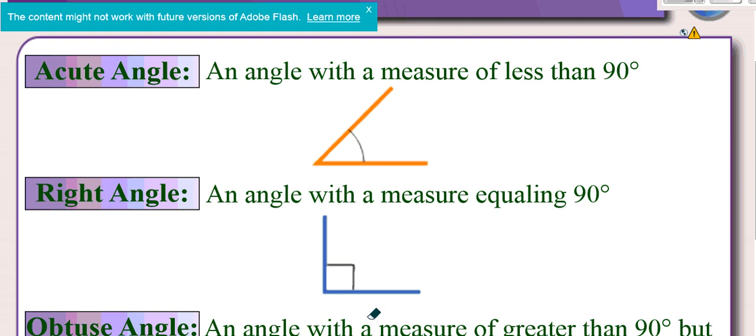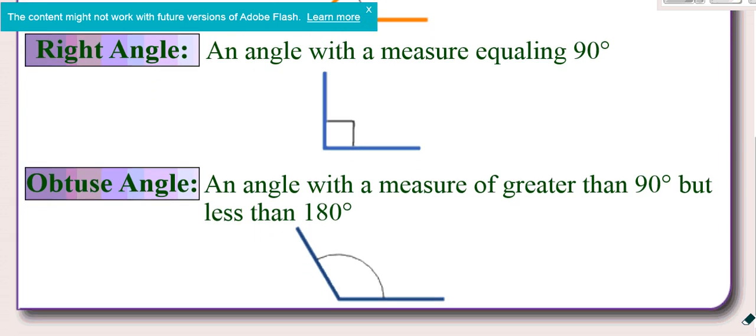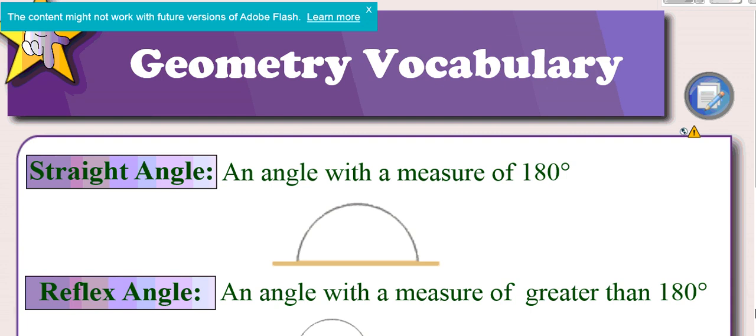And the word obtuse kind of reminds me of the word obese. It's just big. Big angle, greater than 90 degrees. Obtuse. Greater than 90, but less than 180. A straight angle makes a straight line. That's where the word straight is in there. Straight line. So that's exactly 180 degrees.